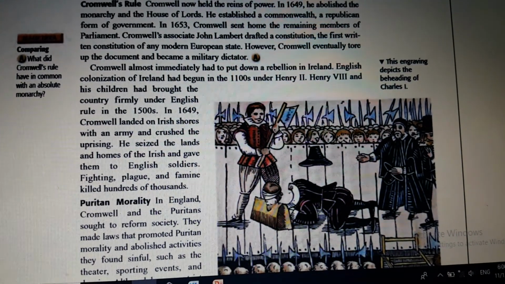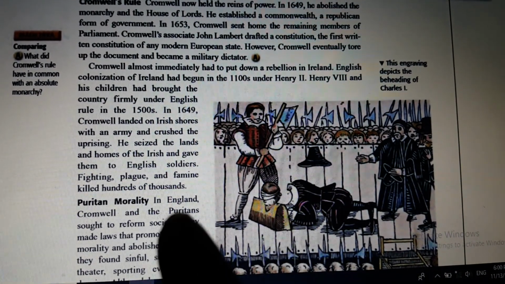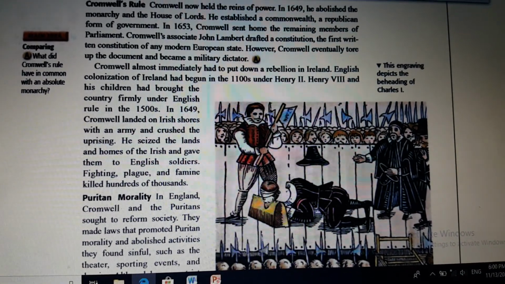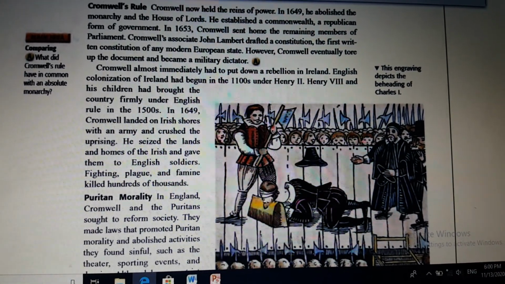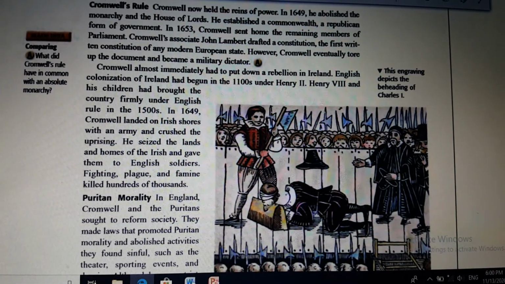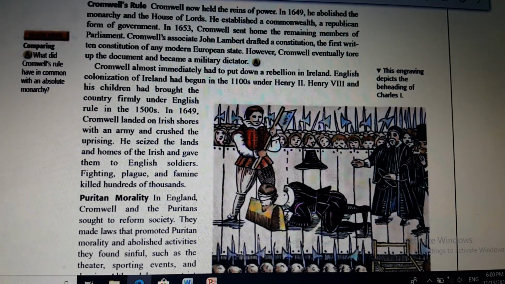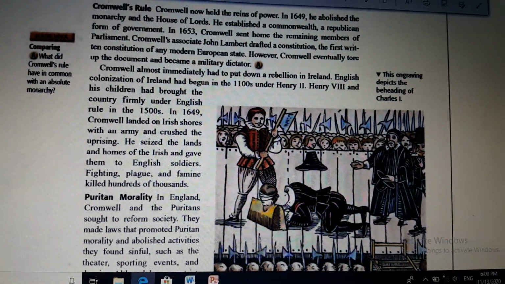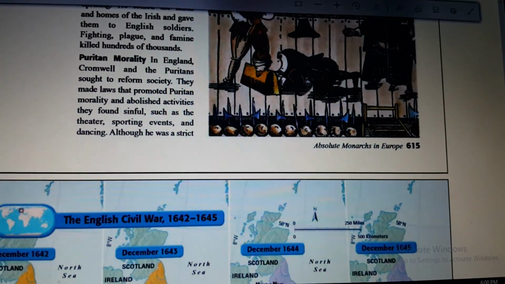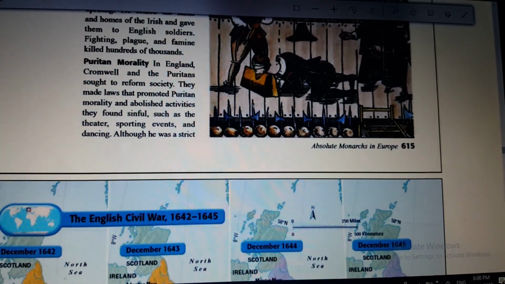Puritan morality. In England, Cromwell and the Puritans sought to reform society. They made laws that promoted Puritan morality and abolished activities they found sinful, such as the theater, sporting events, and dancing.